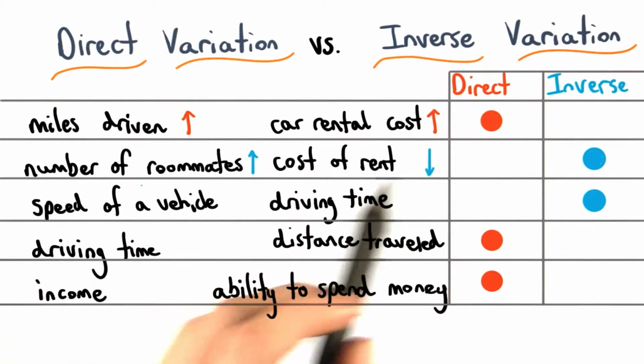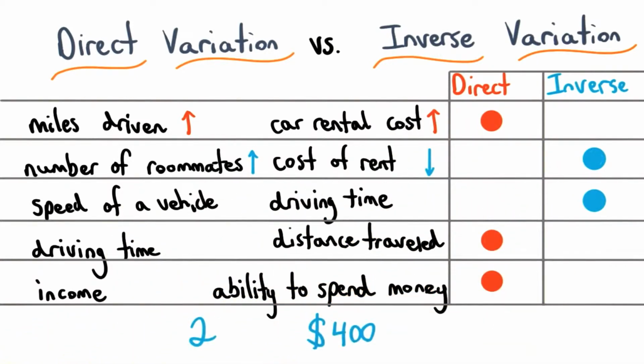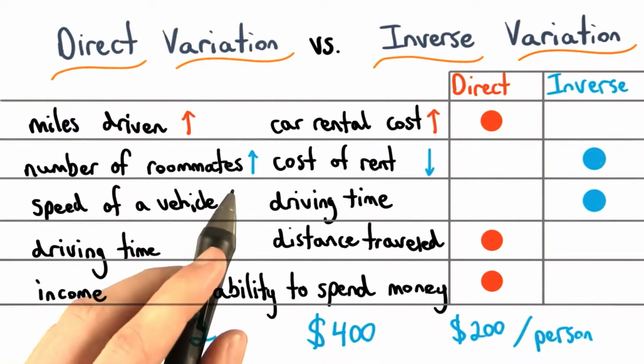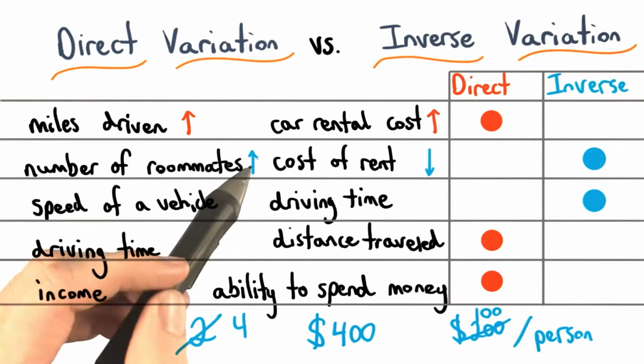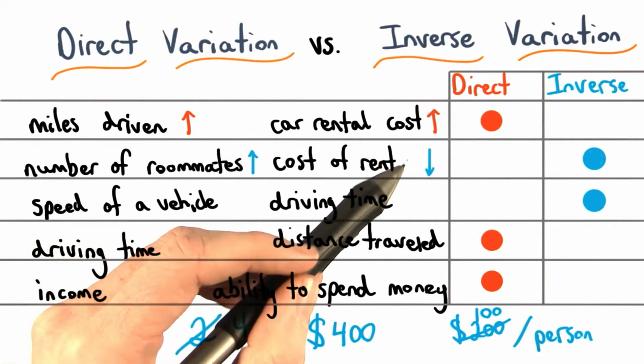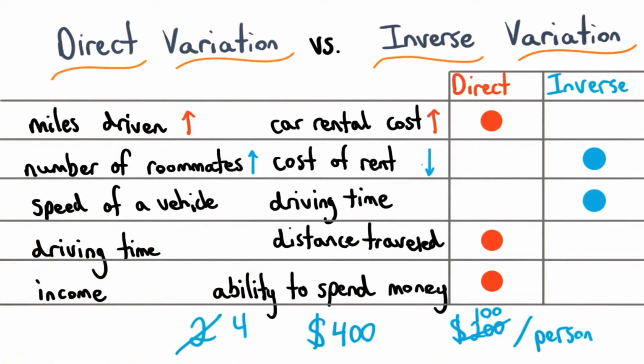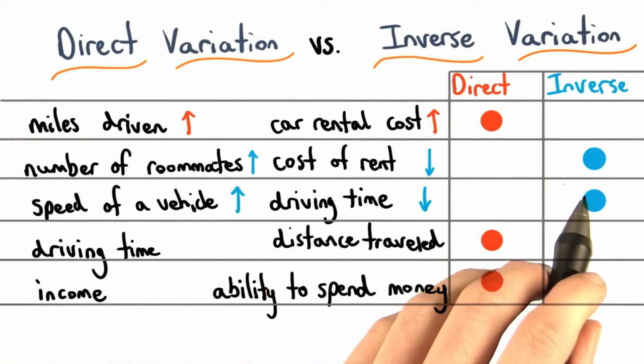The second example would be inverse. Let's say two people live together and rent is $400. This would mean each person pays $200. But if we increase the number of roommates, let's say from 2 to 4, then people wouldn't pay $200 each. They'd pay less. Now instead of paying $200, each person would just pay $100. So as one quantity increases, the other decreases. Inverse.